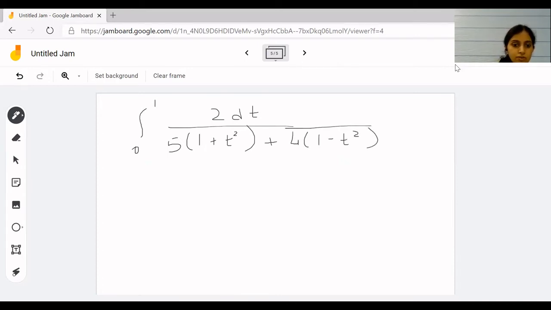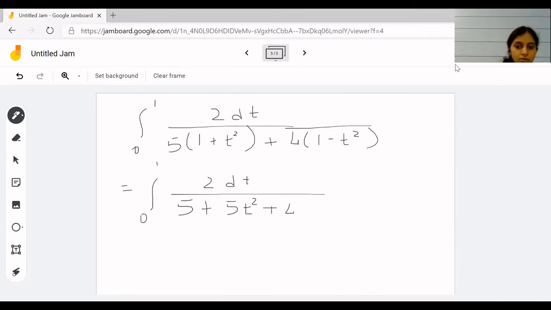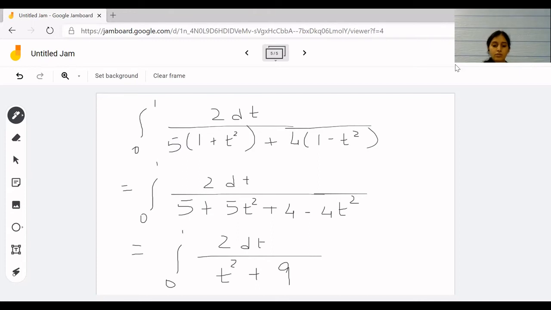Okay, let's simplify this. So we'll get integration 0 to 1, 2 dt upon 5 plus 5t square plus 4 minus 4t square, which is equal to integration of 0 to 1, 2 dt upon t square plus 9. 2 will come out as common, and this is x square plus a square, t square plus 3 square, right? So we can use the formula for this integration as 1 upon a tan inverse of x by a.